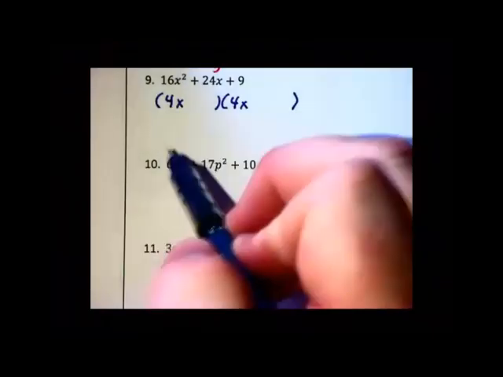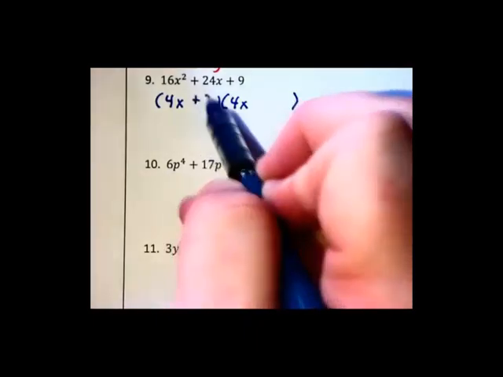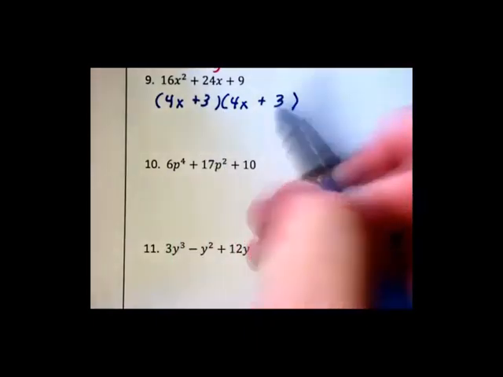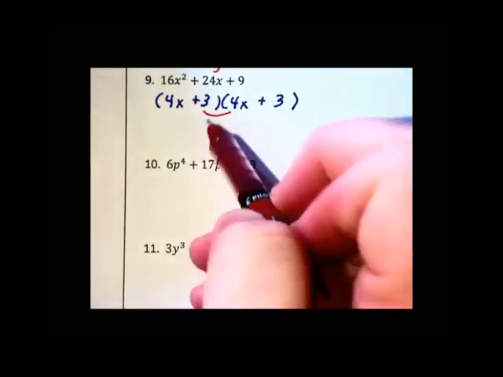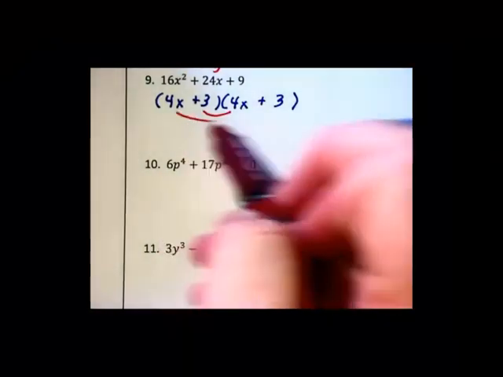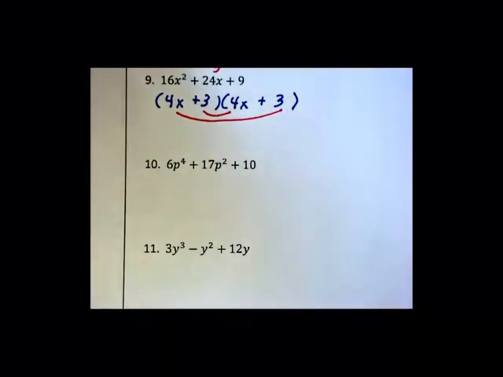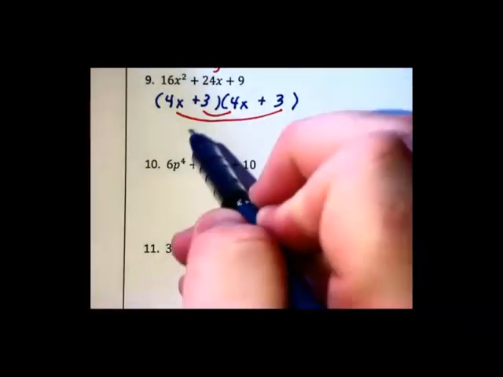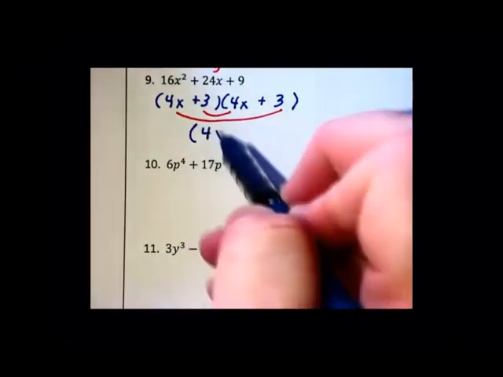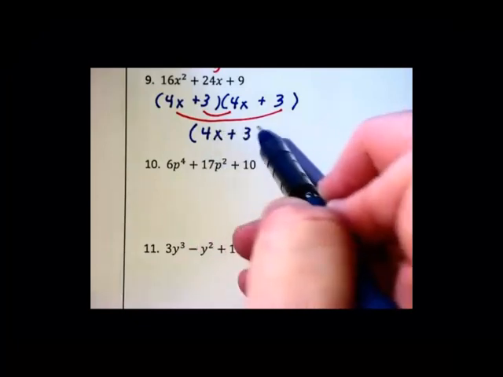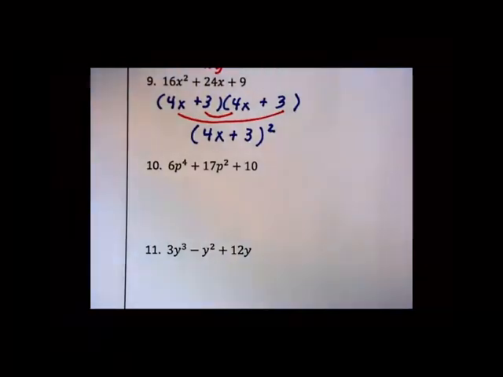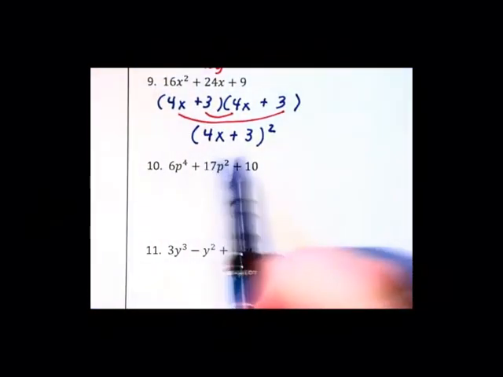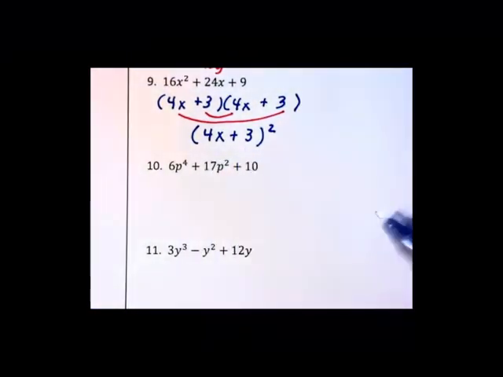4 times 4 makes that 16, plus 3 and plus 3 multiply to make that positive 9 at the end. And looking in the middle, I have a 12x. Outer, I have a 12x. That makes the 24x. Okay, when the same thing shows up in both parentheses, we write it as a quantity squared. That actually has its own name. It's called a binomial square because you have a two-termer, a binomial, getting squared. Kind of obvious there.